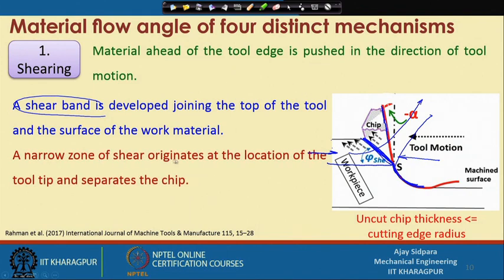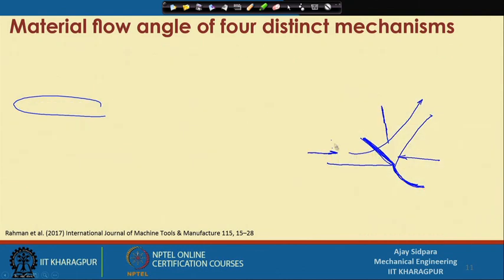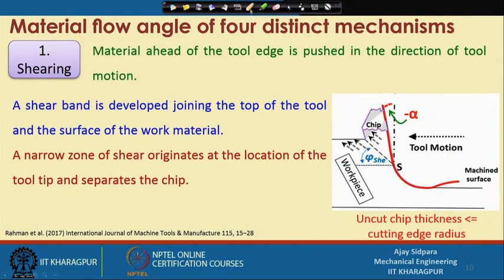A narrow zone of shear originates at the location of the tool tip and separates as a chip. Now we know that all this material is pushing towards the motion of the tool, but your material is continuously moving in this direction. Because of that, at one particular instant it will generate a shear band, and some material will come out as a chip. Now see, the chip location is this one, and still some material is here.